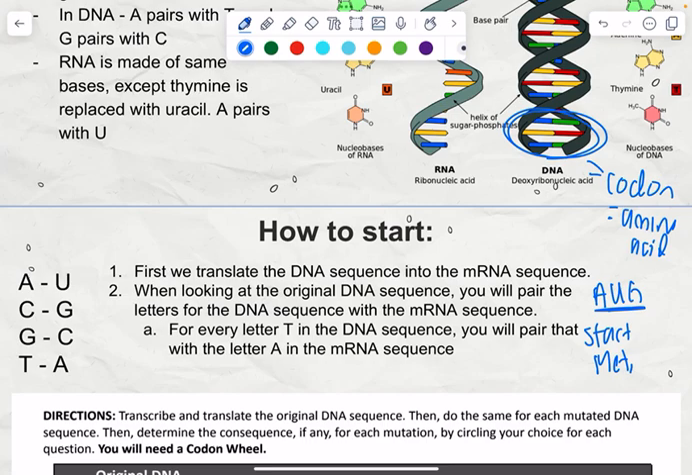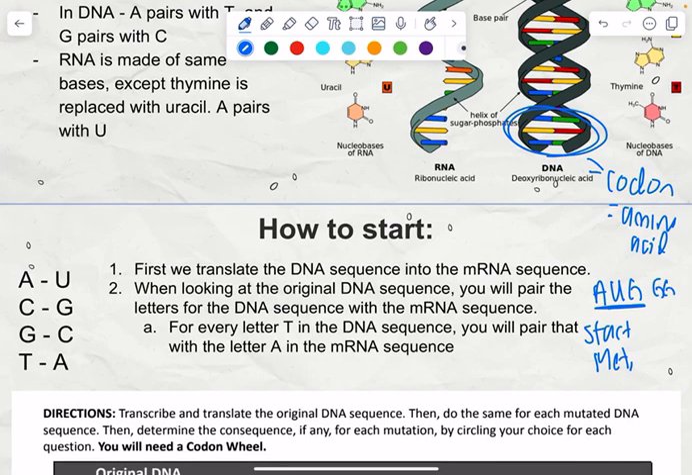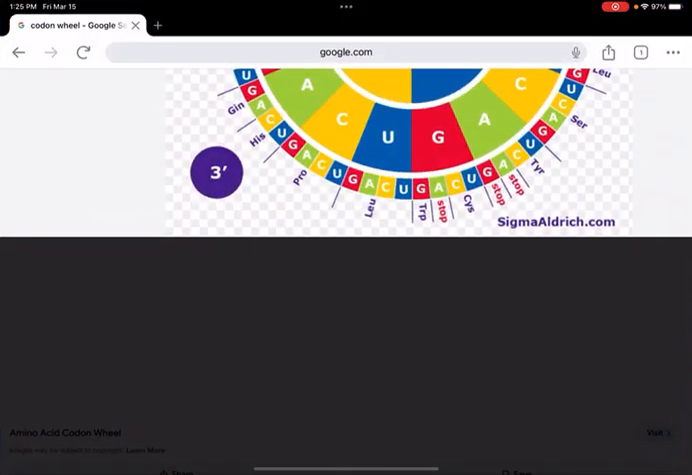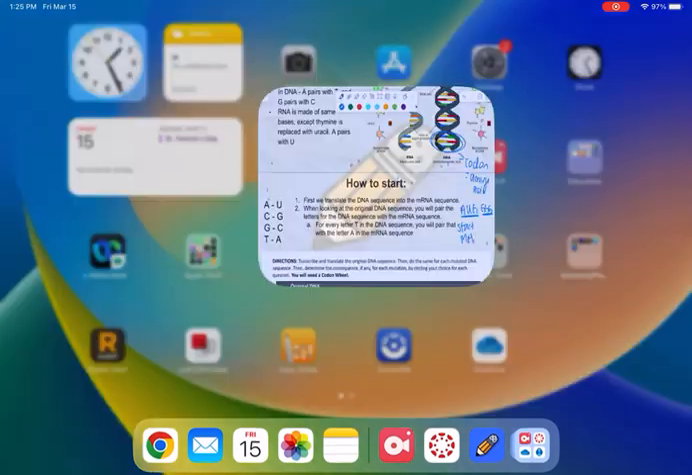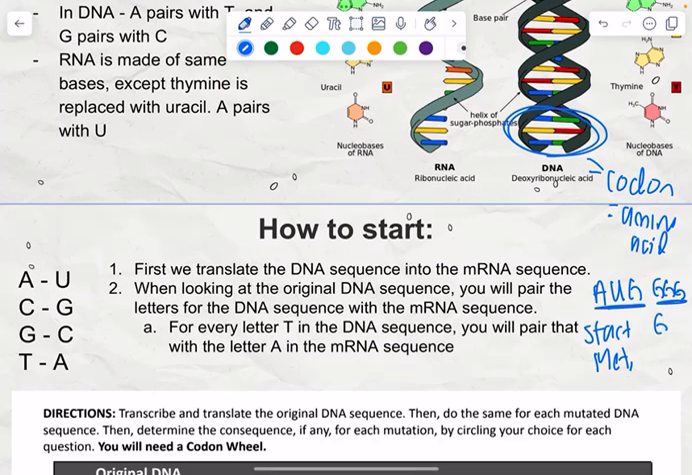Now let's add another one. Let's do GGG, and let's go see what GGG codes for. All right, so again, start in the middle, find G, find the other G, find the other G. That codes for something called glycine. So that would be glycine. And it goes on and on and on like that.